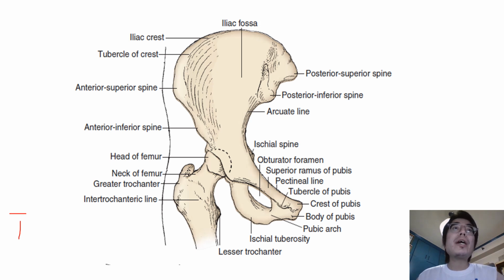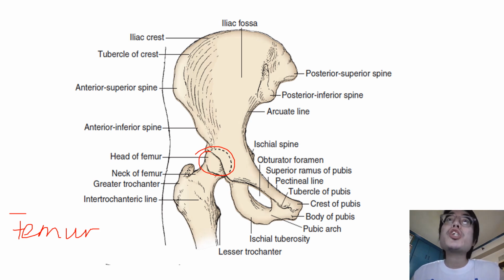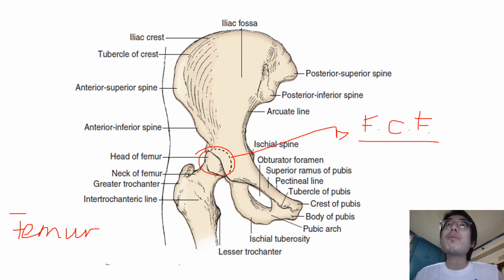Next, we have the femur. The femur is actually the longest and the strongest bone of the body. It has a head over here. The head forms about two-thirds of a sphere and is directed medially, upward, and slightly forward to fit into the acetabulum. It has a depression in its articular surface, shown here in the dotted line, which is called the fovea capitis femoris, to which the ligamentum capitis femoris attaches.